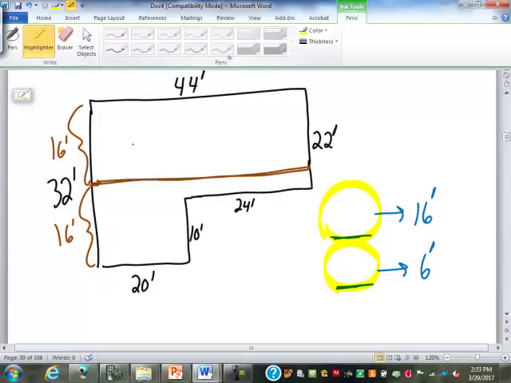We'll figure out where you need the 16-footers first. You need 16-footers all the way across here and then right here. And they're going to be every 16 inches. We have to do each section separately. So you're going to have a 44-foot section and a 20-foot section.